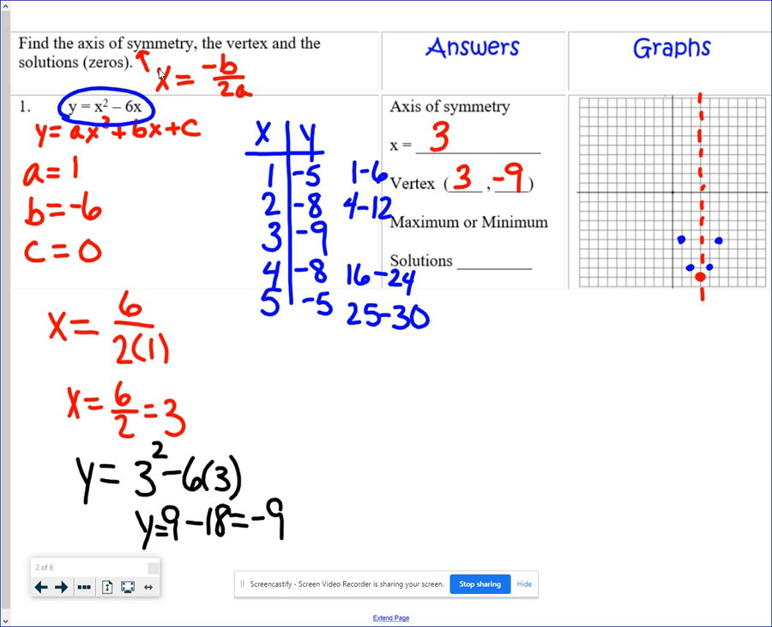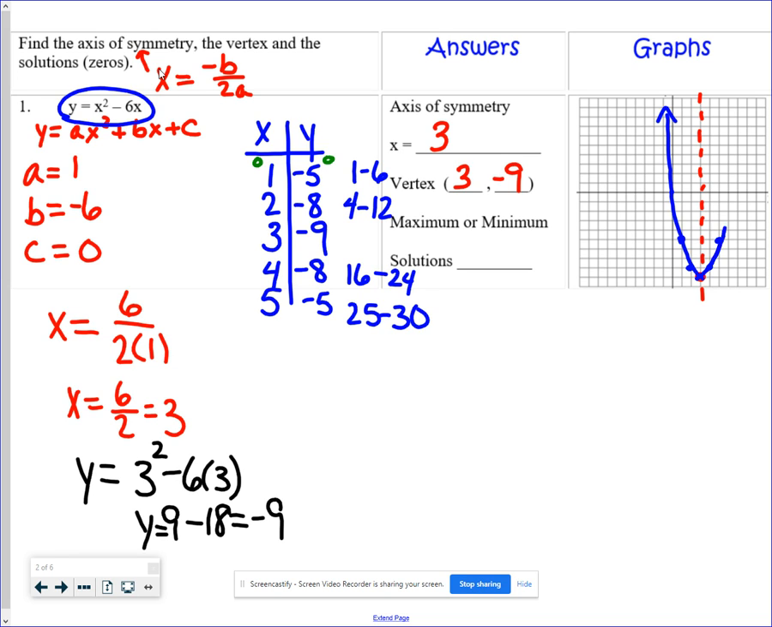I usually like to put a 0 in here also, not that you would have to. If I had 0 for x, well, it'd be 0 minus 0, which is going to be 0. This would go through the origin, not that you have to have that point graphed, but you might want to.